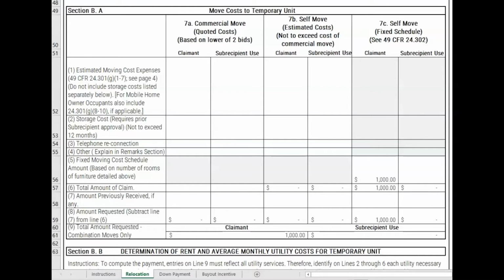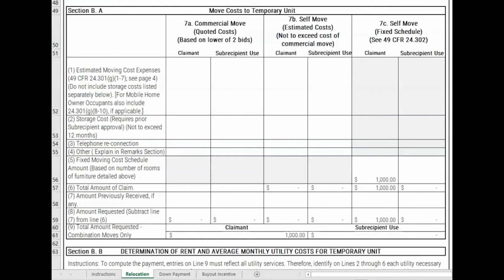After inputting the fixed amount in 7C number 5, if applicable, the applicant should input any amounts previously received for this purpose, if any. Then the amount requested in number 8 will automatically calculate. In some cases, applicants who plan to claim a fixed payment may also be eligible for additional moving options to move personal property located outside the dwelling and not considered in the fixed moving cost schedule, such as a jungle gym, hot tub, etc., or for personal property requiring specialized moving assistance within the dwelling, such as a piano, pool table, medical equipment, etc.